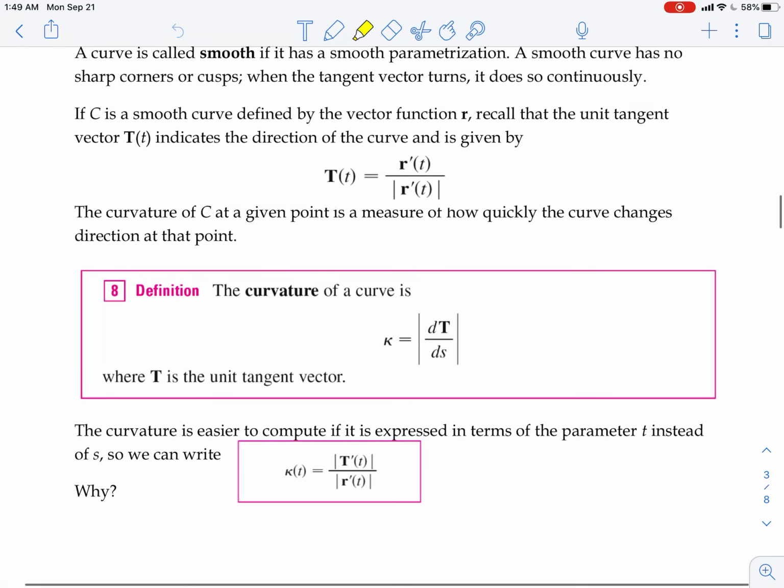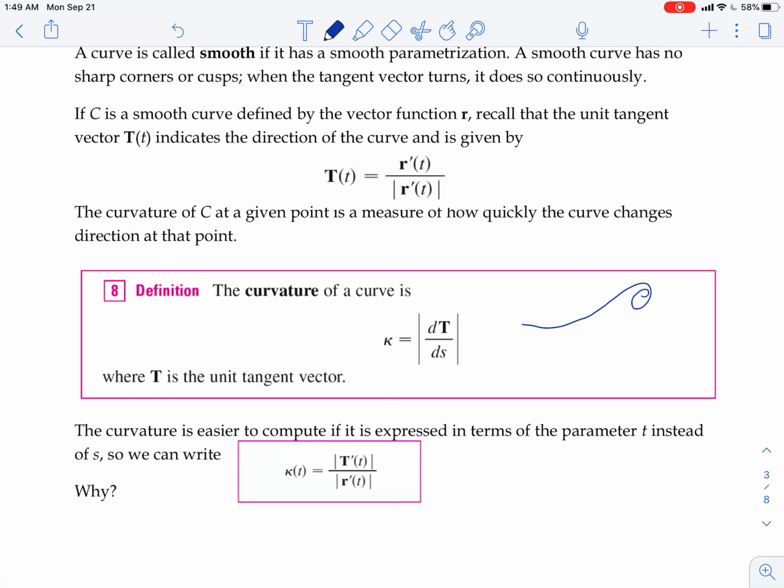The curvature of C at a given point is a measure of how quickly the curve changes direction at that point. So the curvature of a curve, the Greek letter kappa, is equal to, it's basically how our tangent vector is changing with respect to our arc length. So that's why it's dT over ds, where T is the unit tangent vector. All right, and so basically the curvature is how curvy is our curve.